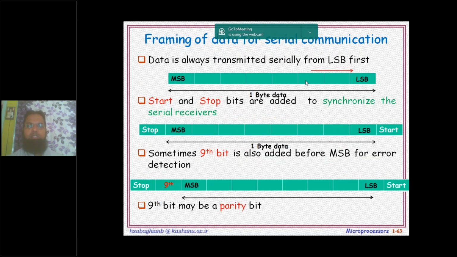Now see here, this is the framing of the data whenever the 8051 is going to perform serial communication. This is 8-bit data. So this 8-bit data is appended with start and stop bits, and sometimes this data may be appended with another 9th bit, which is called the parity bit, and this is to check whether an error happened or not.